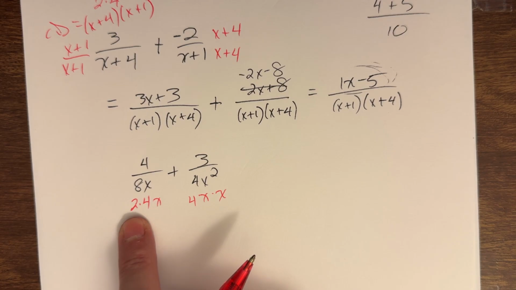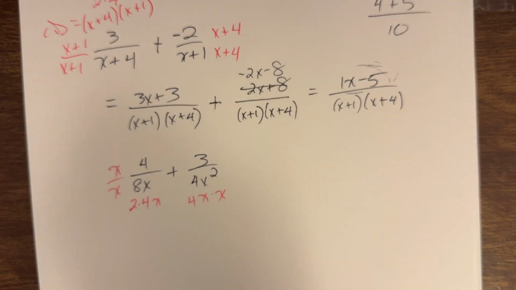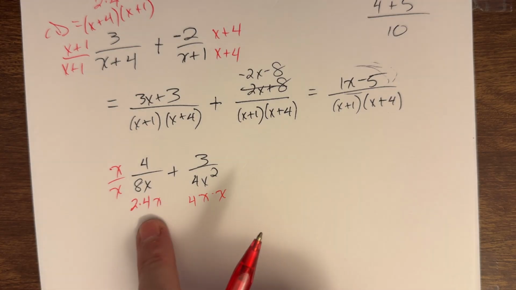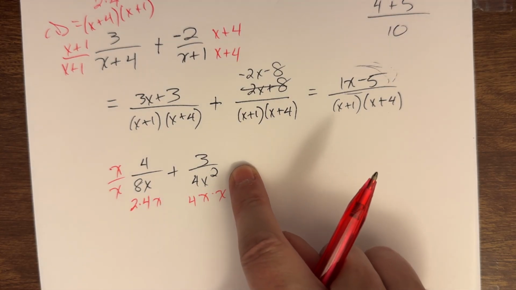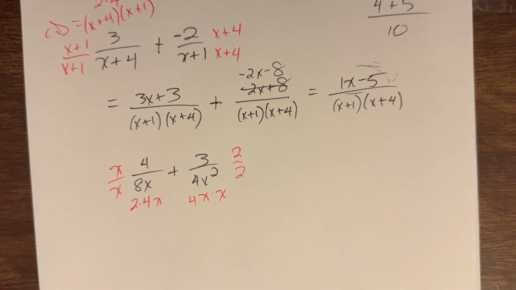The first one, it's missing one of the x's. I'll do an x on top and bottom. The second one, I'm missing the 2. So I'll do a 2 on top and bottom.